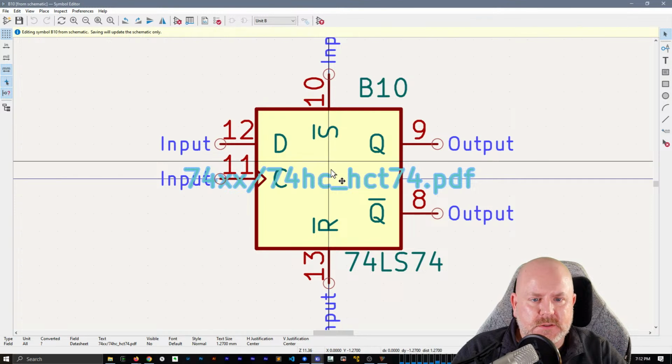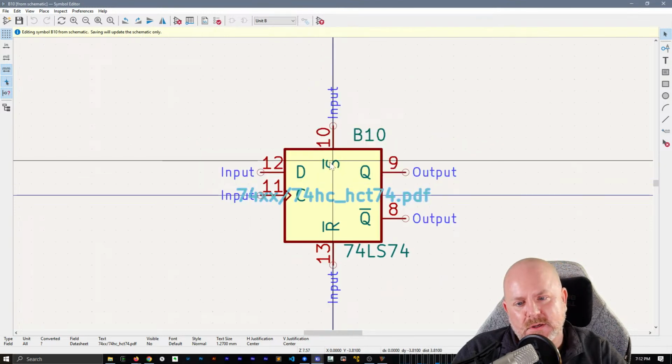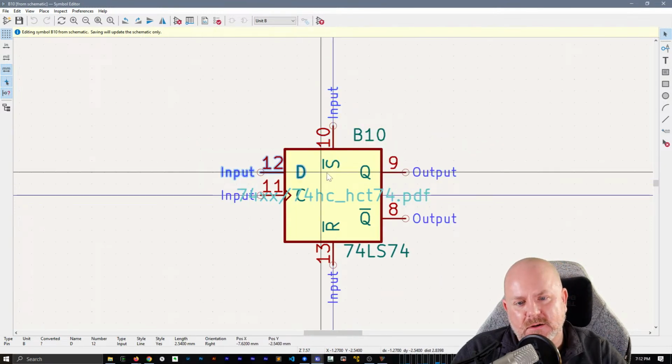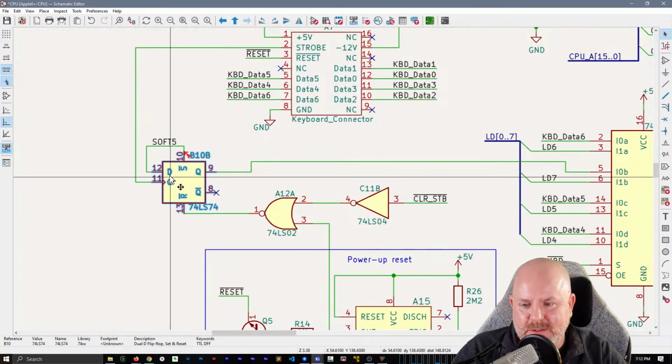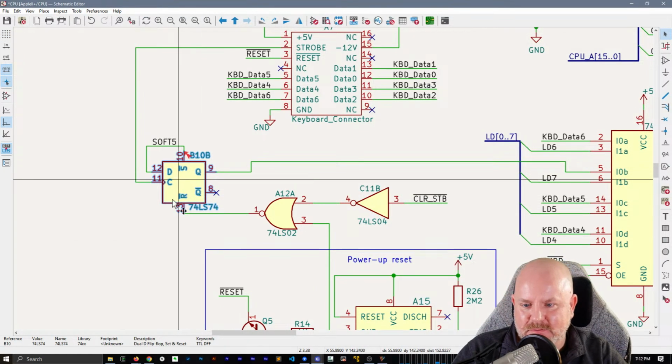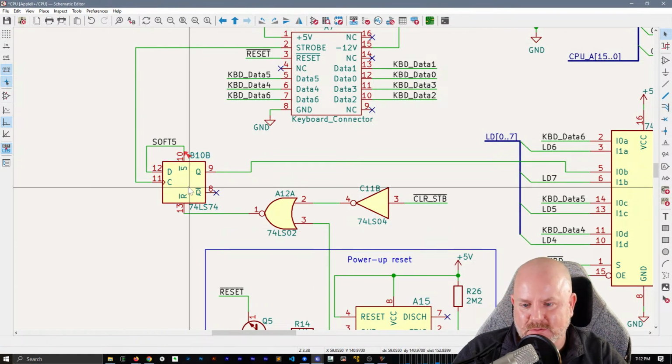Okay, so S and D are both inputs. Okay. Well, duh. I didn't have to open this up to know that. Because D is data, S is set. This is like a, what is this, flip-flop?